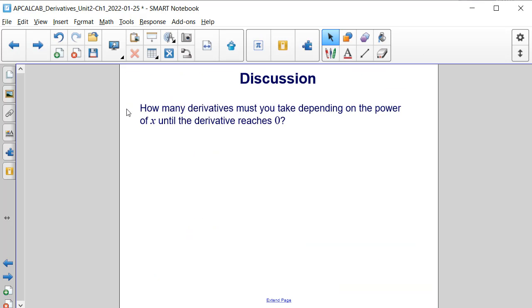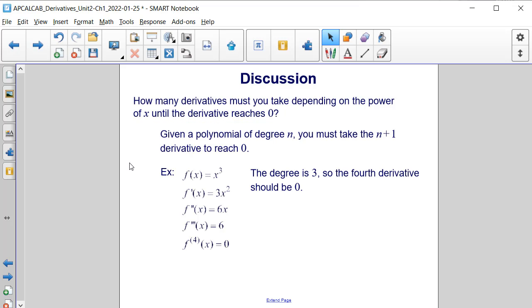This brings up an interesting question. How many derivatives must you take, depending on the power of x, until the derivative reaches 0? Take a moment to pause this video and think about it, and when you're done, unpause it. Well, when you're given a polynomial of degree n, you must take the n plus 1 derivative to reach 0.